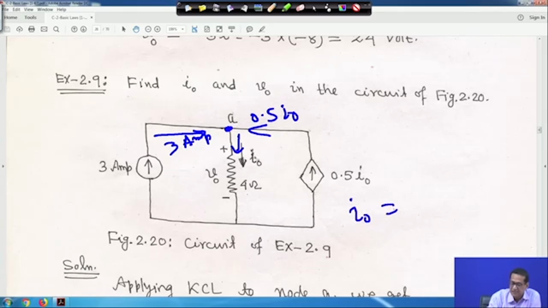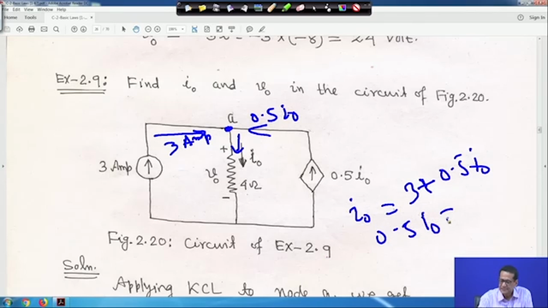I0 is the outgoing current, and two currents are incoming. In general, the sum of the incoming currents is equal to the sum of the outgoing currents. Here there is only one outgoing current, I0. So I0 is equal to 3 plus 0.5 I0. From that you can find I0: I0 minus 0.5 I0 means 0.5 I0 is equal to 3, so I0 is equal to 6 ampere. Got it? I think you have got it.